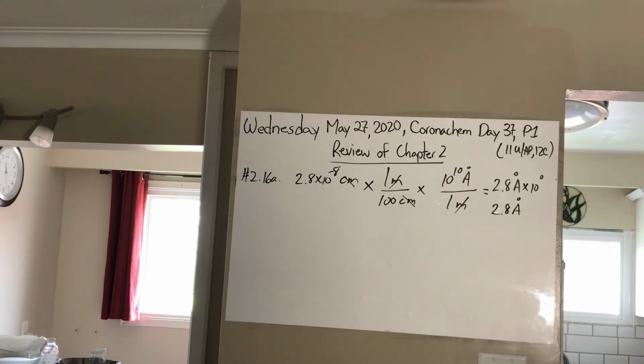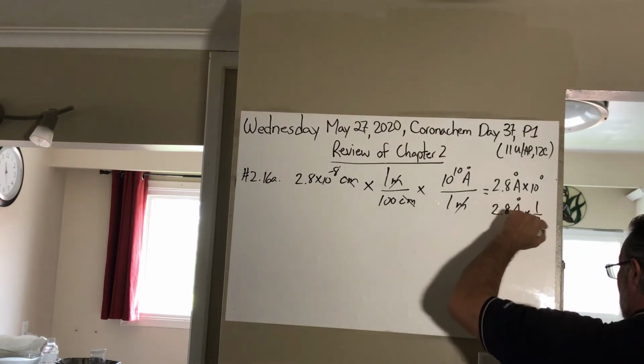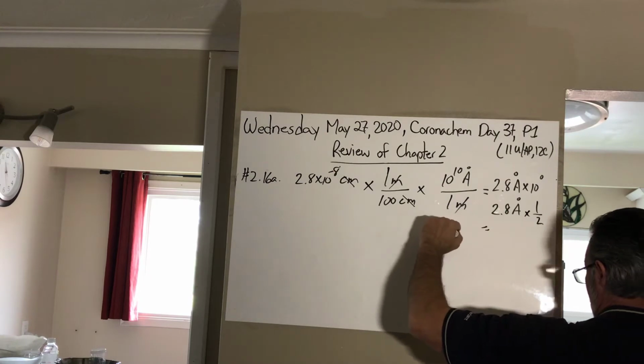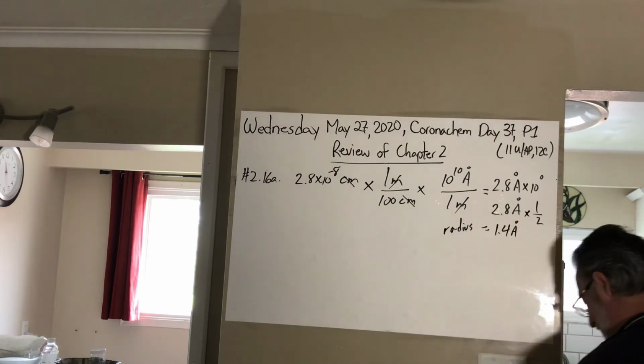What's the question actually asking? It's asking, what is the radius? Well, we just calculated the diameter, so the radius is 1/2 of that. So radius equals 1.4 angstroms for a tin atom.